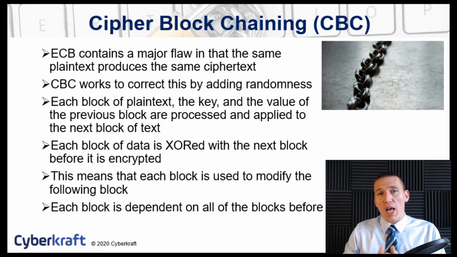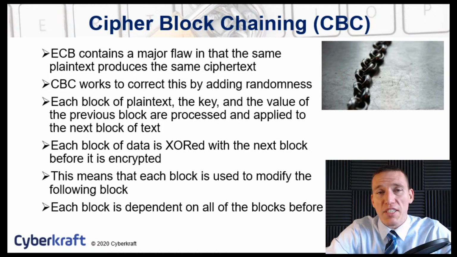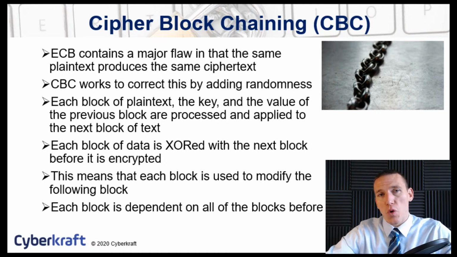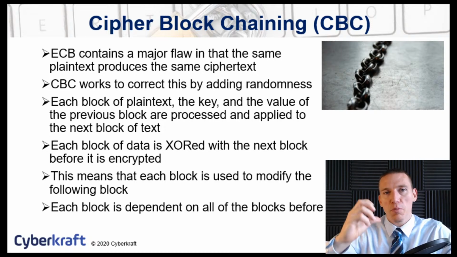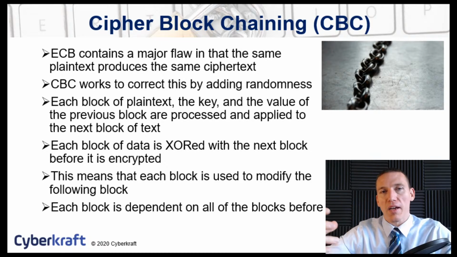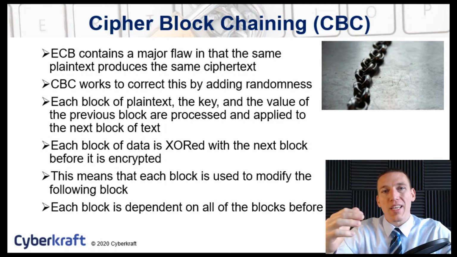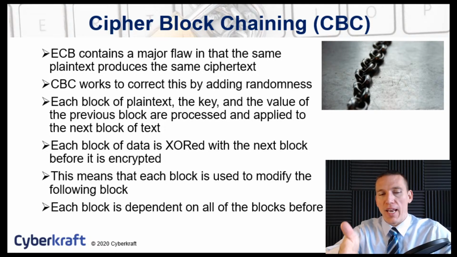Next we go to cipher block chaining. Cipher block chaining was designed to address the flaws you'd find in ECB. It contains the word chaining, and what that means is that each block of ciphertext is used to create the next block of ciphertext. So the blocks are encrypted in order, and each block is used to encrypt the next.